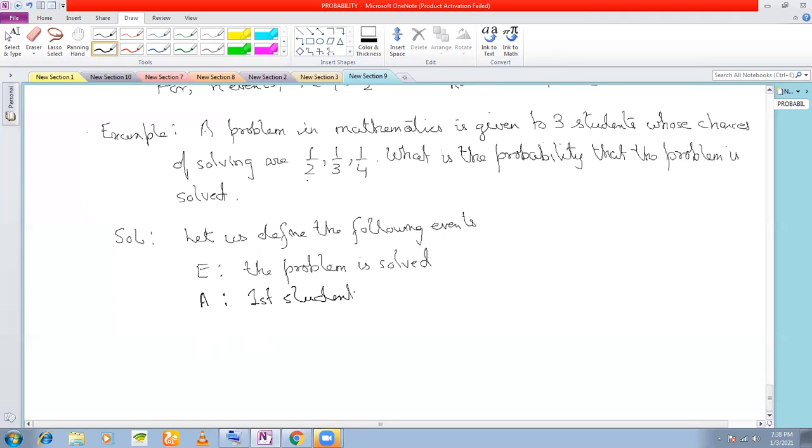Understood? First, let A be the event that the first student solves the problem. Why did I define it? Because I see a probability here, half. Next, event B is that the second student solves the problem. And third, event C is that the third student solves the problem.